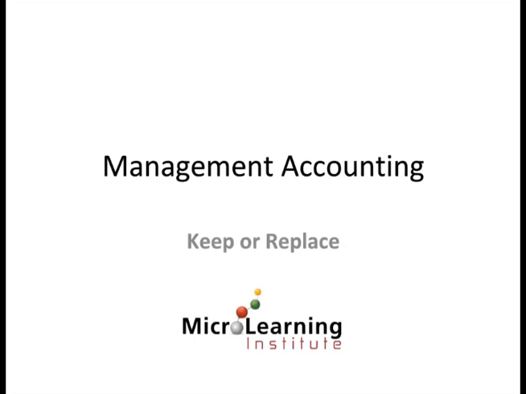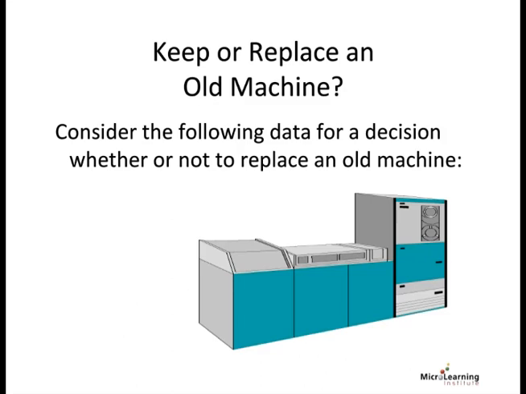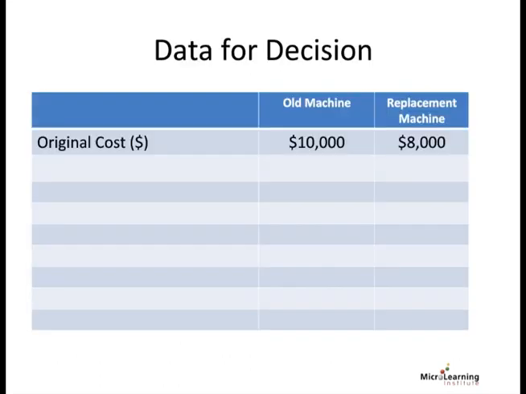This short tutorial demonstrates how to make a financial decision whether to keep or replace a machine. A wide range of financial data will be available for both the existing machine and the proposed replacement. To make the decision, we must consider which data is relevant and which data is irrelevant.